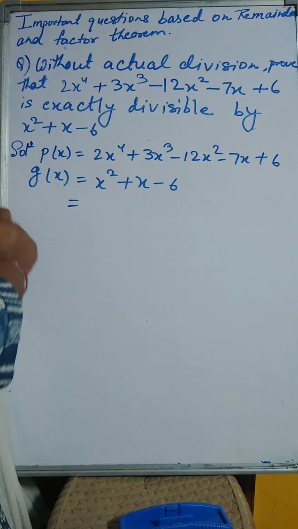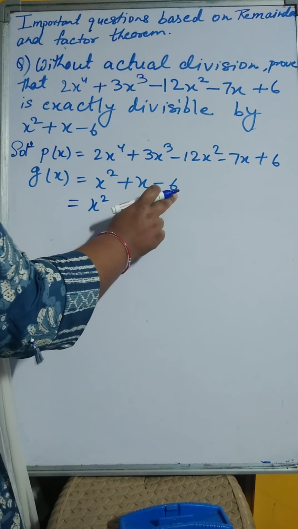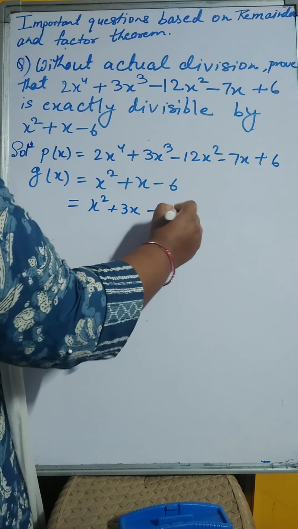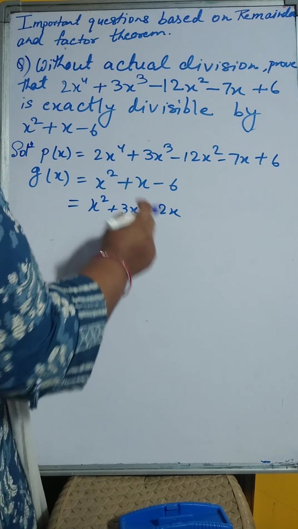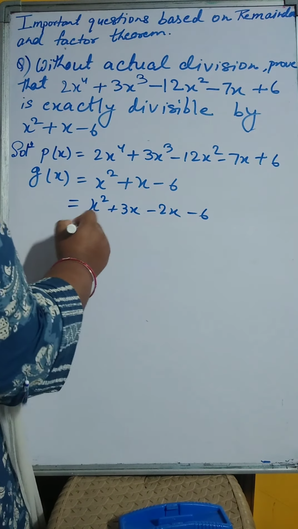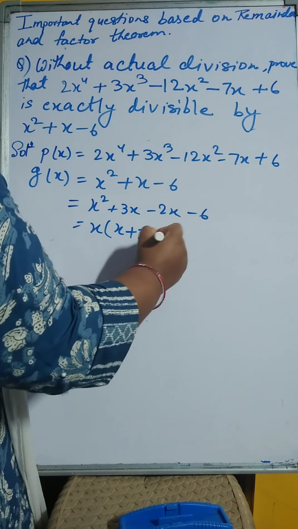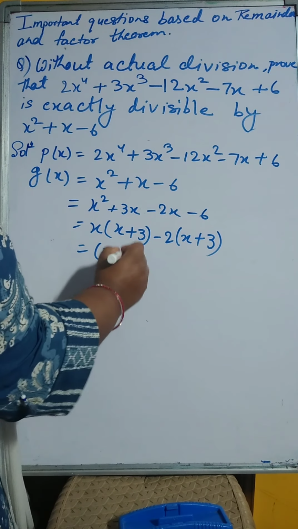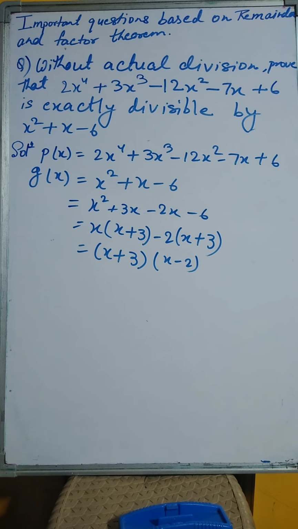So for that what shall we do? We will factorize g(x). By middle term splitting, this 6, how can we get 1? By 3x - 2x. 3 into 2 is 6 and 3 minus 2 is also 1. So from these two we will take out x + 3, from these two minus 2, x + 3. So it is factorized as (x + 3) and (x - 2). We have to show this g(x) is completely dividing p(x).